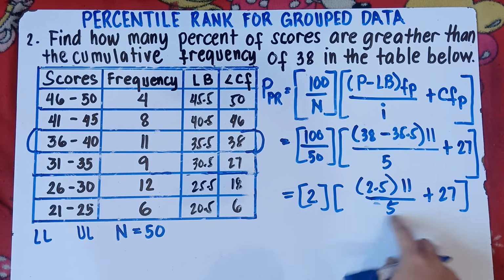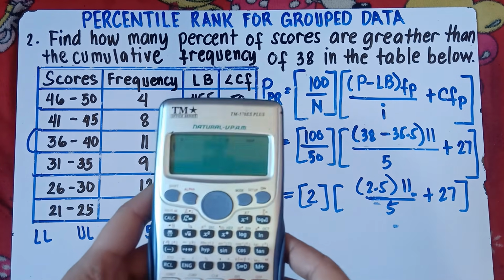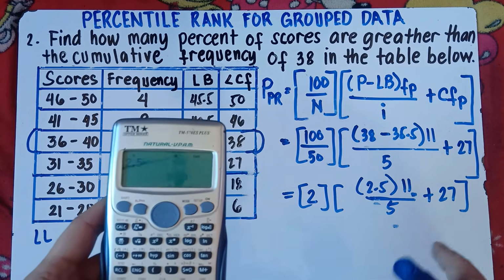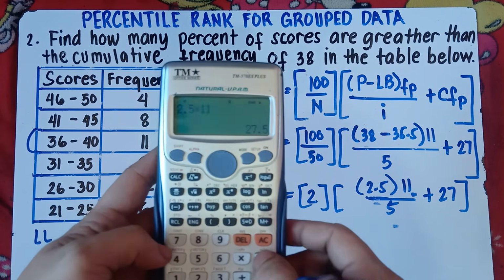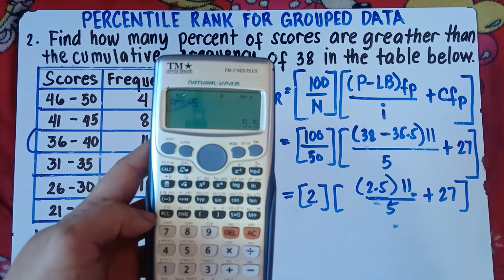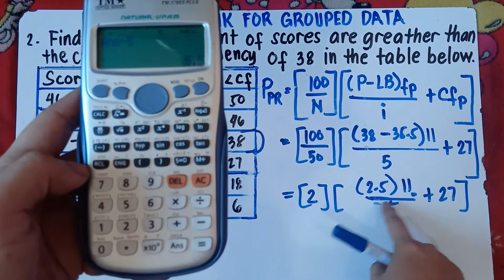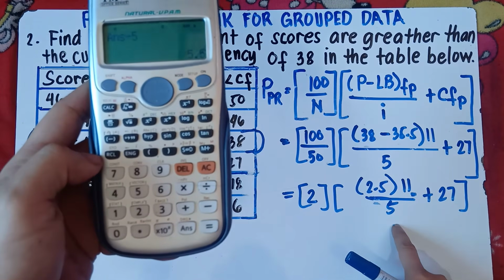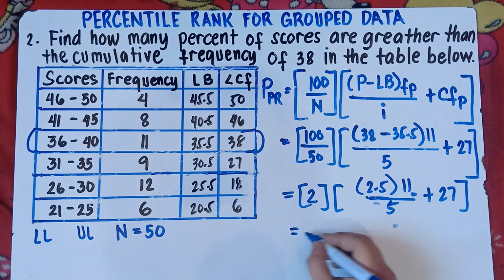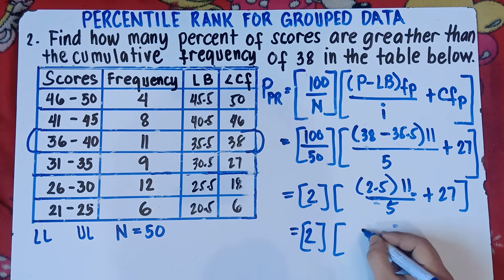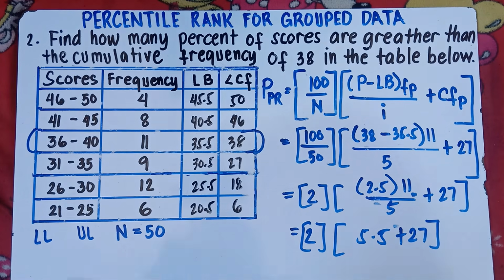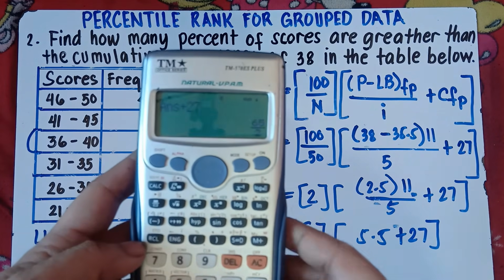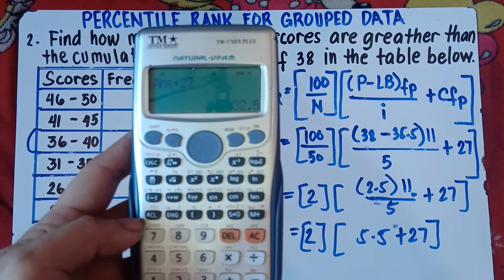Then you can simplify this using the calculator. 2.5 times 11 equals 27.5, divided by 5, so you will have 5.5. So 2.5 times 11 divided by 5 is 5.5. Then this will be 2 times the bracket, 5.5 plus 27. 5.5 plus 27 will be 32.5.